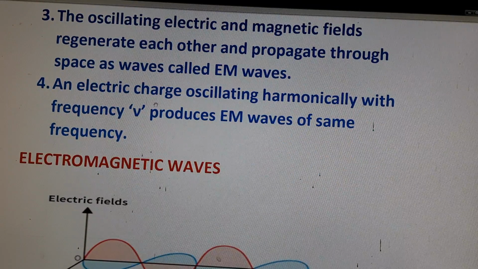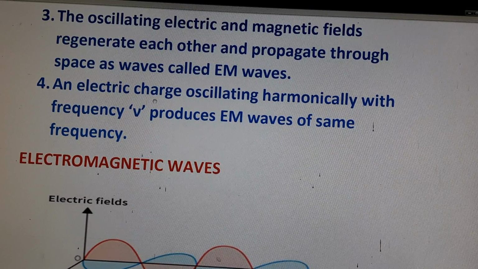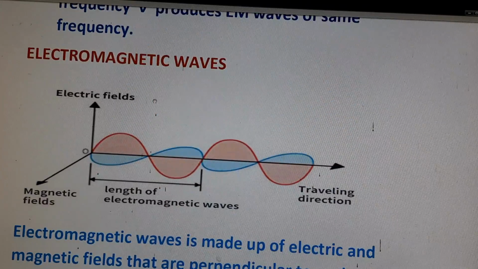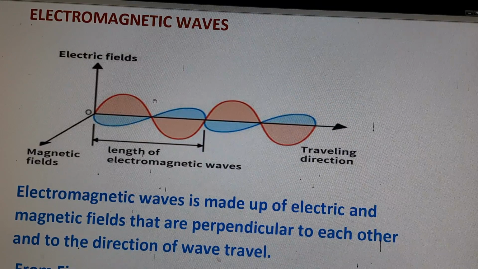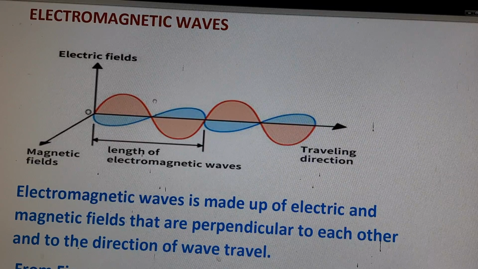The next one: if an electric charge is oscillating harmonically with some frequency, represented by nu, it can produce an electromagnetic wave of the same frequency. So, formation of the electromagnetic wave: the electromagnetic wave is the combination of electric field and magnetic field.